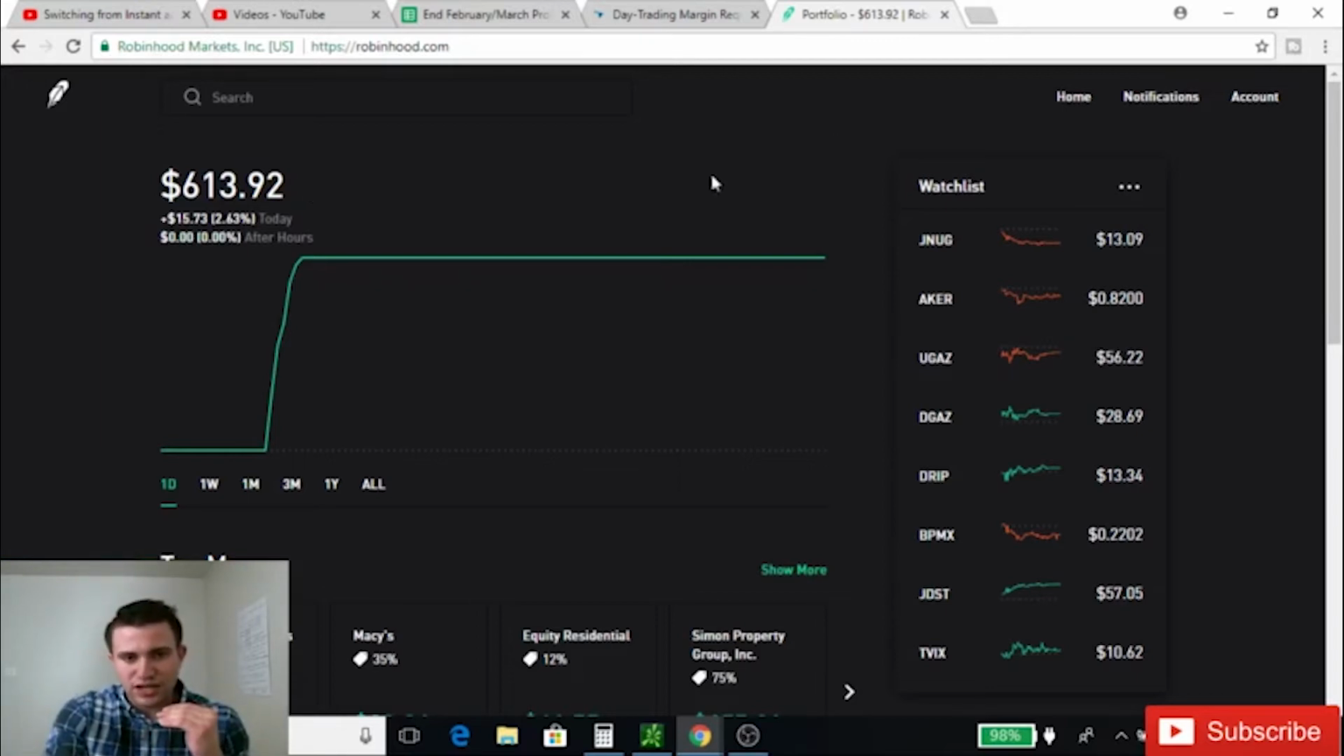Whereas with a cash account, you can quote unquote day trade, but there are limitations that make you technically, by the dictionary version of trading, a day trader. You're not really a day trader, because of how it works, like I've mentioned before. My account right here is at $613.92. I made almost 16 bucks today. Not a bad day overall.